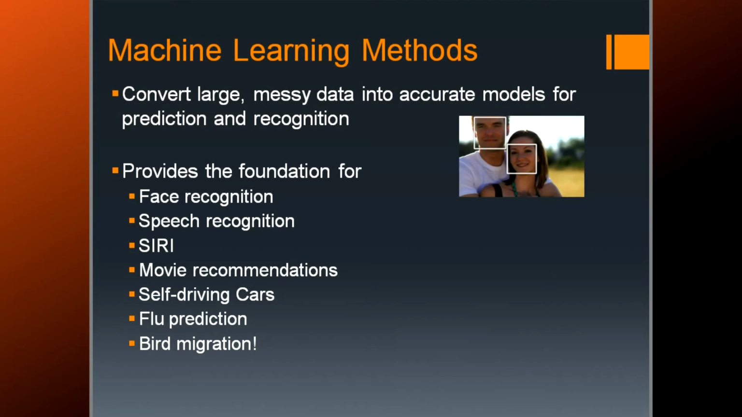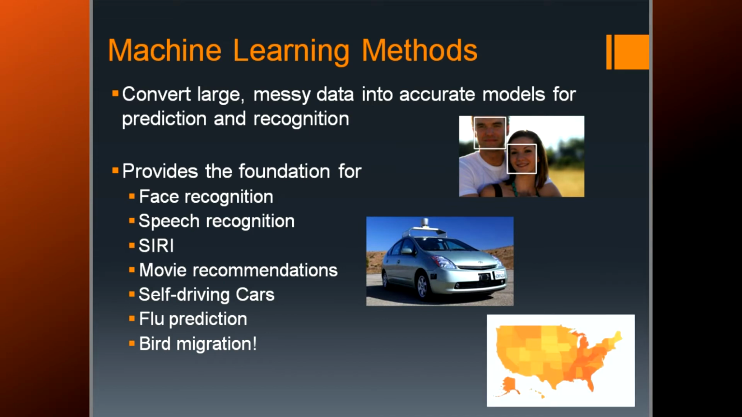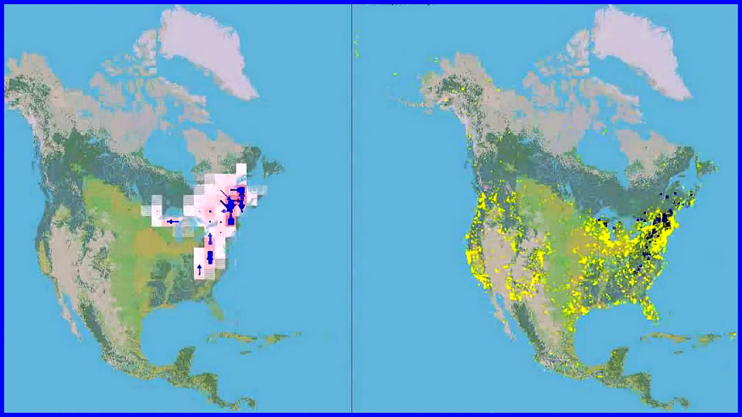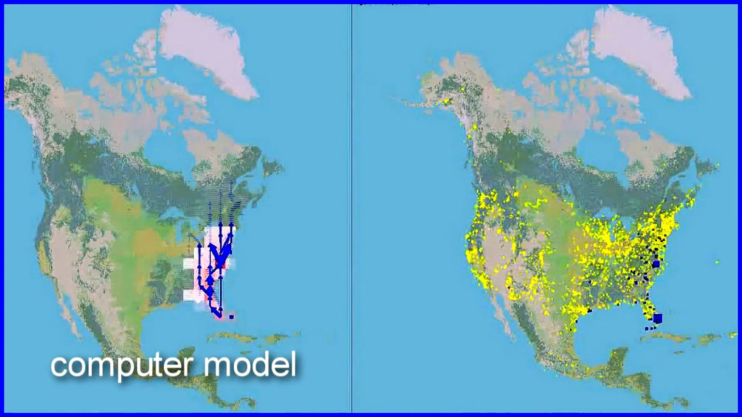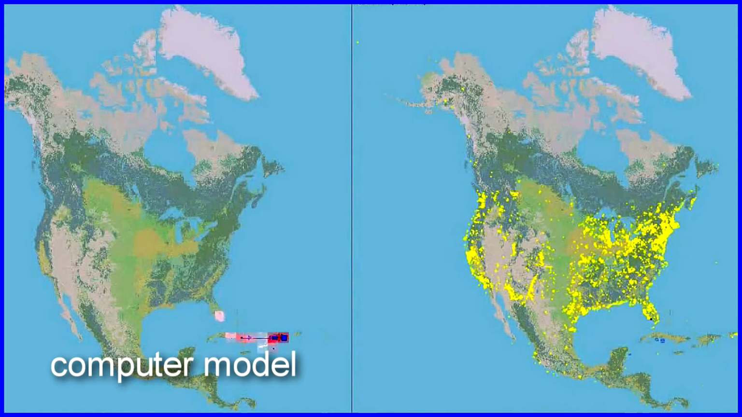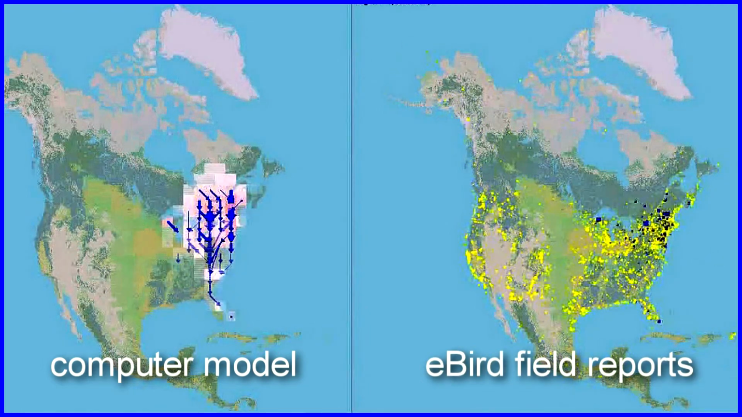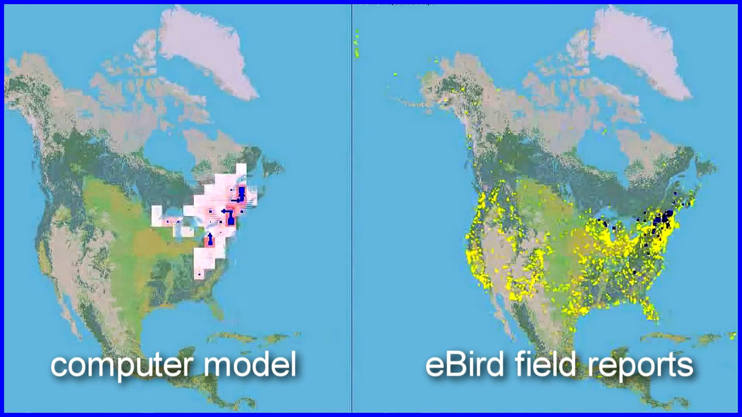Machine learning in general is being applied to a wide range of domains. It provides the foundation for things like face recognition in cameras, speech recognition, Siri, the intelligent assistant for the iPhone, movie recommendations on Netflix, self-driving cars, and many other things, including bird migration, we hope. So here are some initial results of our bird migration experiments. And on the left, you'll see the model of where we think the birds are migrating as they start, say, down in Haiti, the Dominican Republic, and they end up in Maine and southern Canada. On the right-hand side are all the reports of the eBirders as they're uploading their data to the website.